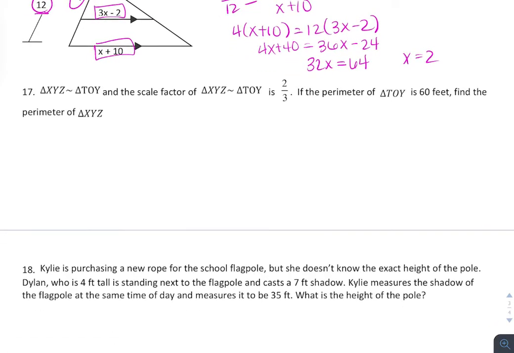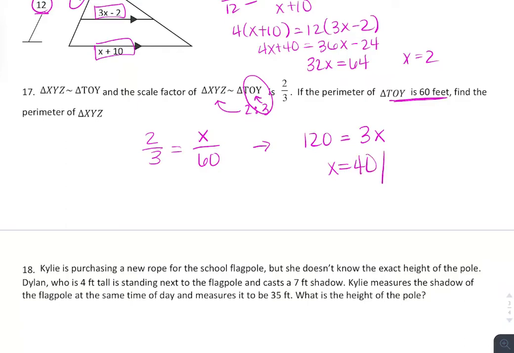All right, XYZ is similar to TOY. The scale factor is 2 to 3, 2 over 3, which means 2 goes with your XYZ and 3 goes with the TOY. So if the perimeter of TOY is 60, find the perimeter of XYZ. So we're going to have 2 over 3. The perimeter of 60 goes with TOY, which is our 3, which means it goes on bottom. X goes on top. Cross multiply, we're going to get 120 equals 3x. So x equals 40.